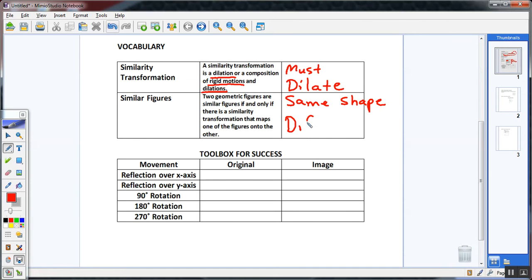Different size. I'll turn that into a song someday. Same shape, different size. Oh, I love the similarities. That makes you wise. Or should I turn it into a rap? Yes. Anything.